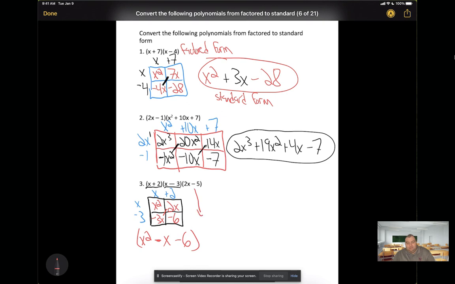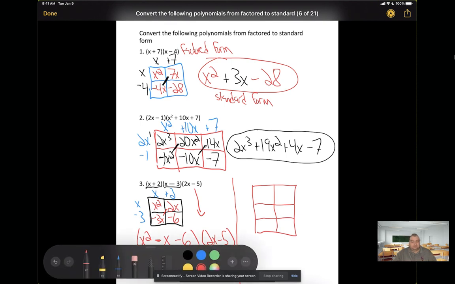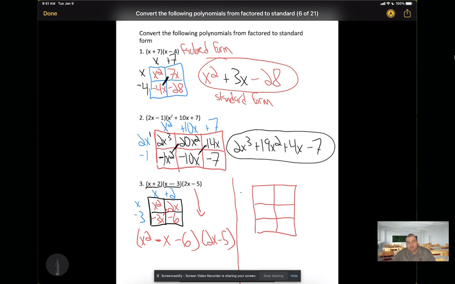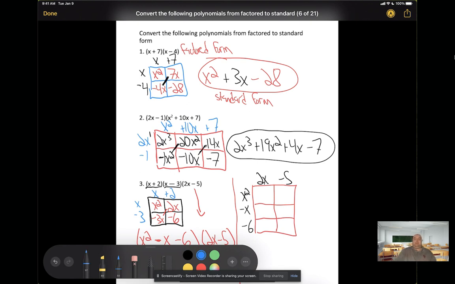So when I multiply the first two together, I get this. Now I'm going to bring the third one down, and I'm going to take that answer and multiply it by the third factor of 2x minus 5. So now I'm going to do the box method again. So now I have a trinomial and a binomial. So I'm going to create a 3 by 2 box. So this will be x squared minus 1x minus 6. And this will be 2x minus 5. And now I'm going to multiply using that box method.